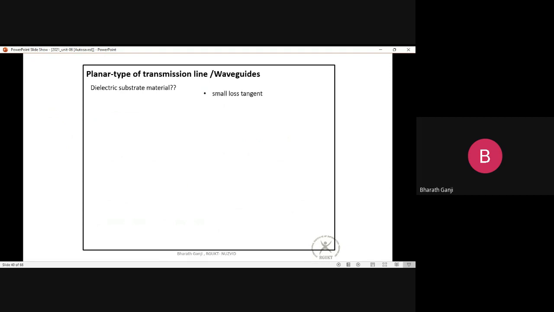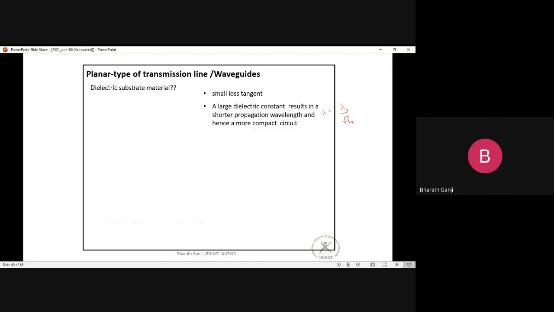What is the dielectric material that is used in these planar waveguide systems? And the requirement is what kind of dielectric medium is good. A medium with small loss tangent, a small loss tangent implying that the losses are less, and a large dielectric constant usually results in a shorter propagation wavelength. Okay, because for a given free space wavelength lambda, the wavelength in the dielectric medium is lambda divided by square root of epsilon r. So bigger is your dielectric constant, smaller is your wavelength in the medium.